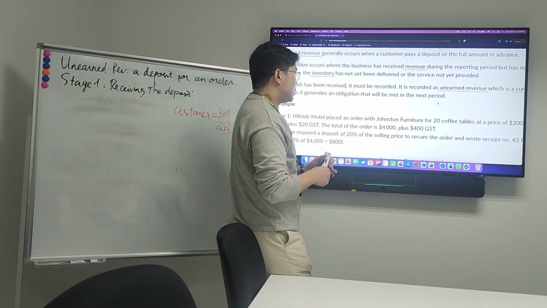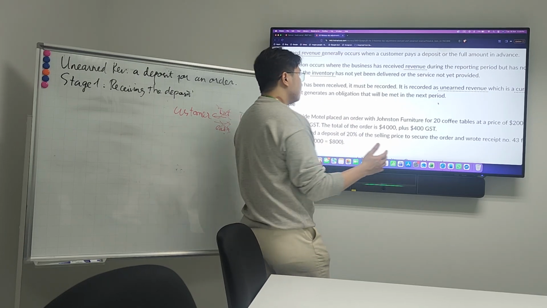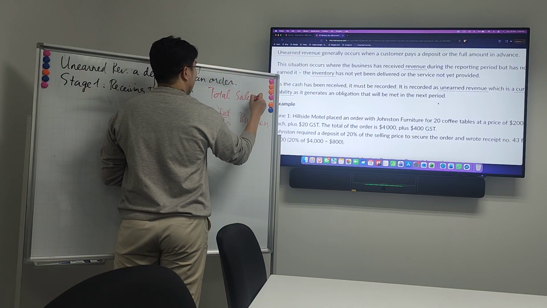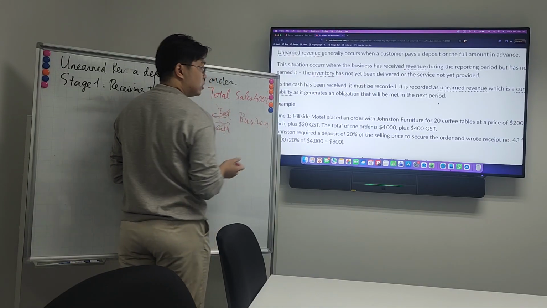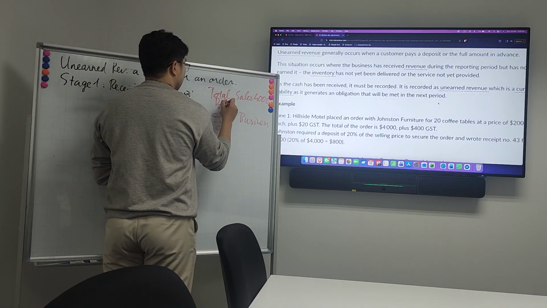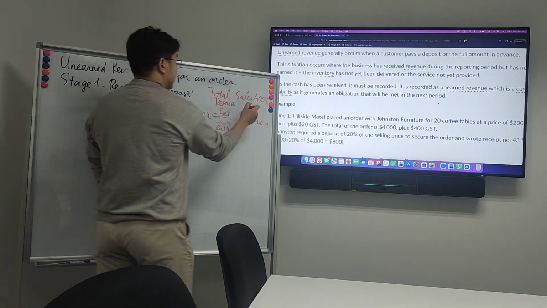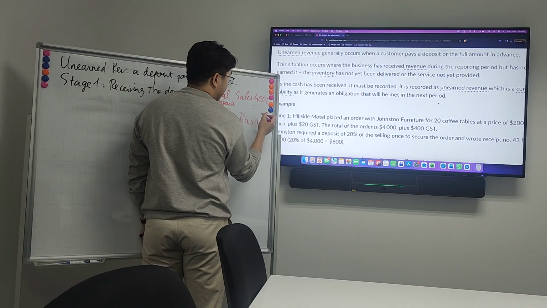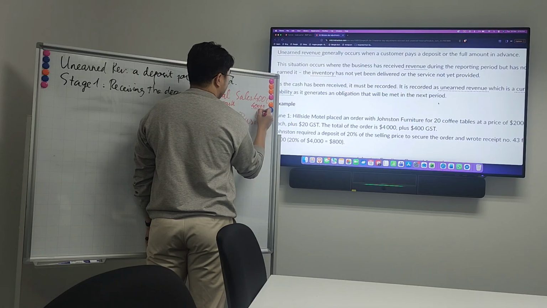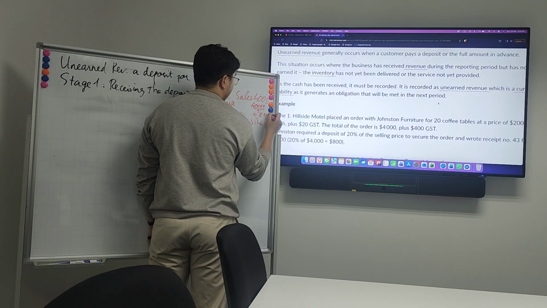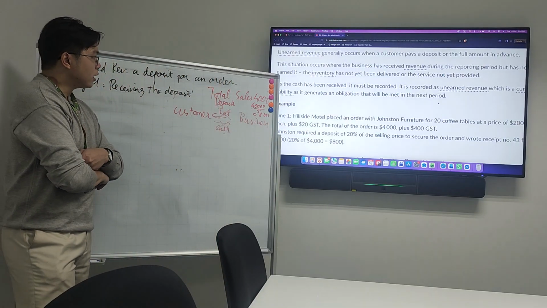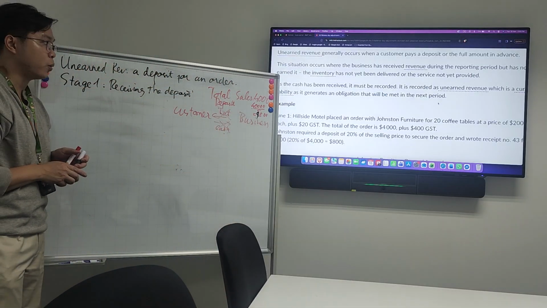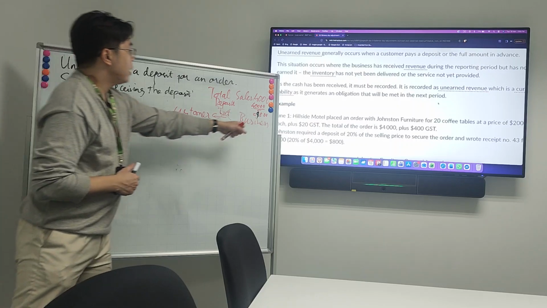So 20% of the selling price. What is the total selling price of the order? 20 coffee tables, 200 each. So the total sales would be 4,000 without GST. So how much of the deposit out of this? 20% of the 4,000. I don't know how much that is. 4,000 divided by 5, that would be 8, yep, 1,000. Sorry, 800. It's right here, 800. I'm not good at math. That's why I'm teaching accounting, not statistics. Alright, 800 is the deposit.